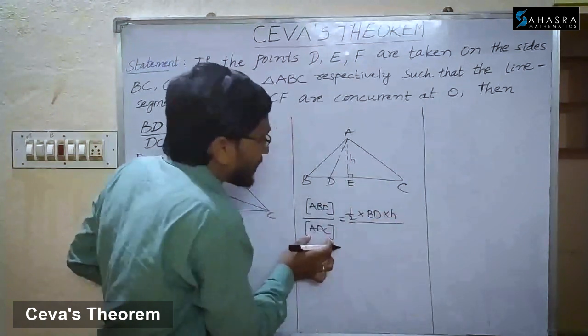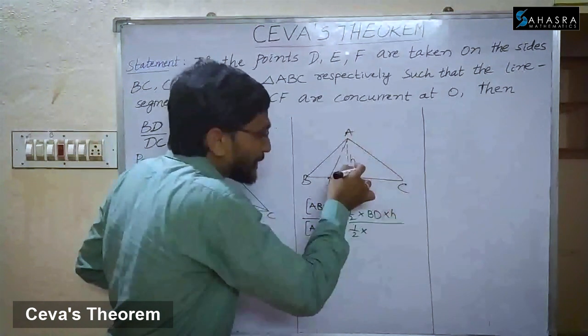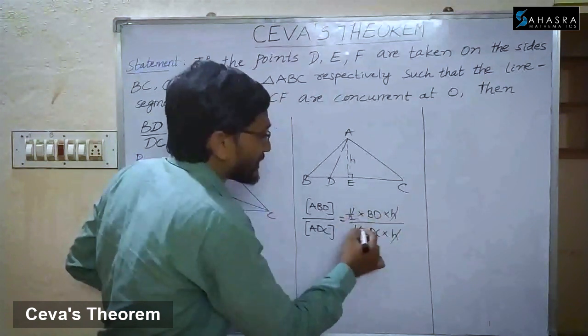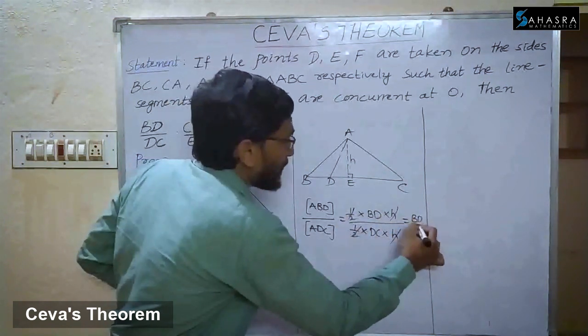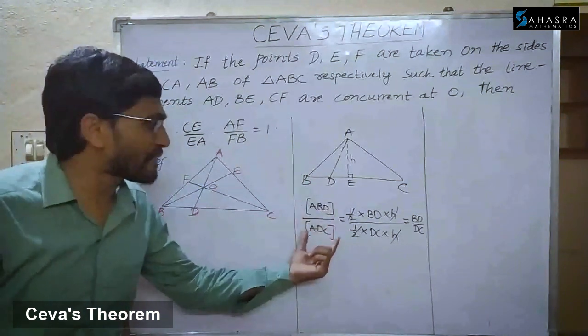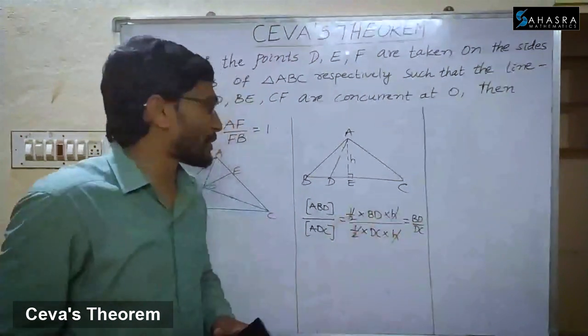Similarly, what is the area of triangle ADC? Nothing but half into base, here DC, its corresponding altitude is H. Half into DC into H. H gets cancelled, half gets cancelled, then we get what? BD by DC. That means the area of triangle ABD by the area of triangle ADC is equal to BD by DC. It is one of the important points.